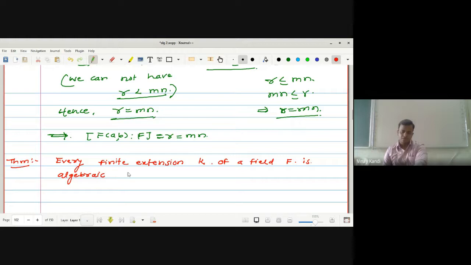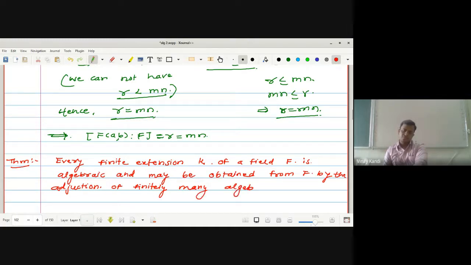Every finite extension K of F is an algebraic extension, and may be obtained from F by the adjunction of finitely many algebraic elements.